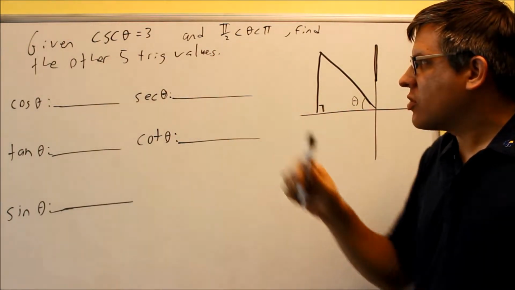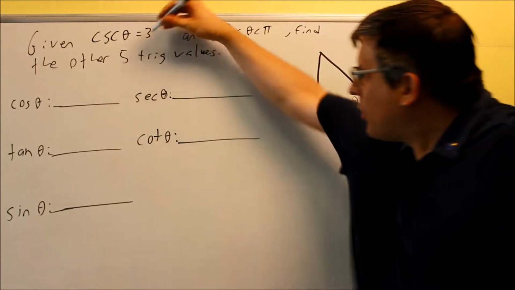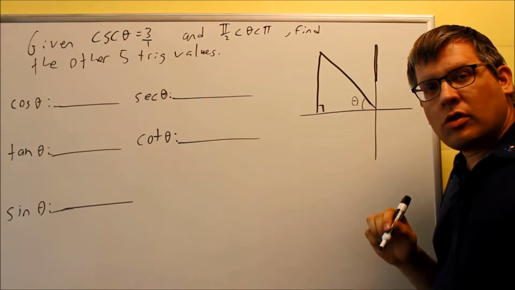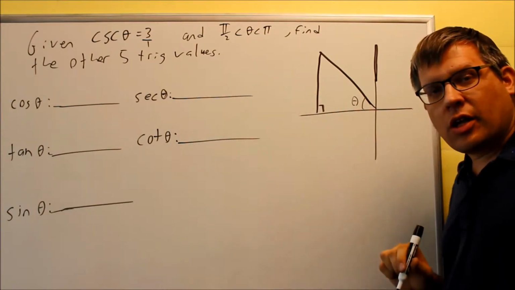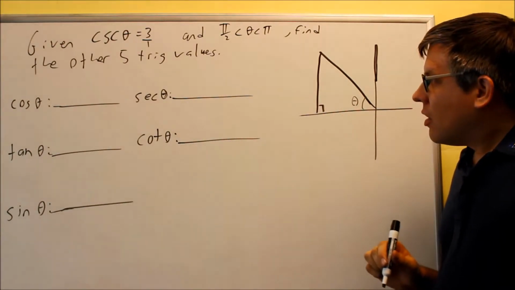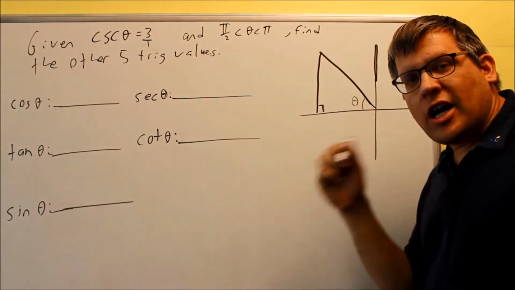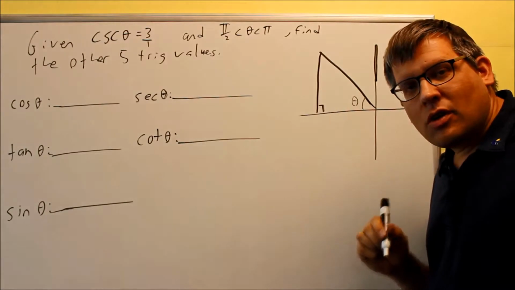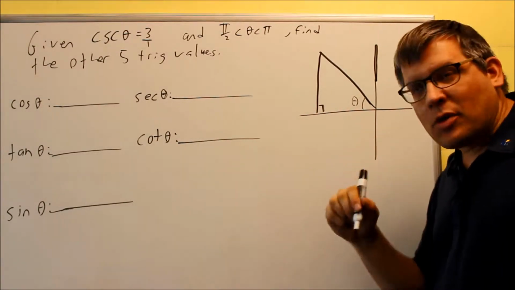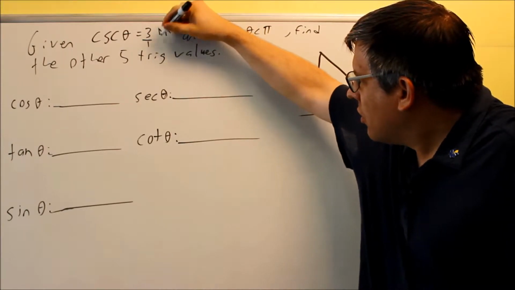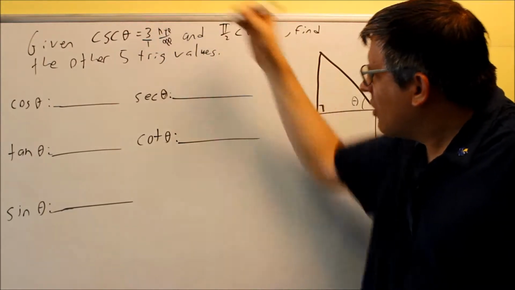In this case, I have cosecant equals 3, but I can always make it into a whole number by just putting it over 1. So now I actually have 2 sides that I can label on my triangle. So cosecant is the reciprocal of sine. So sine is opposite over hypotenuse. So it means hypotenuse over opposite. That's what cosecant is. So I'm going to label that hypotenuse, and then I have opposite down below there.